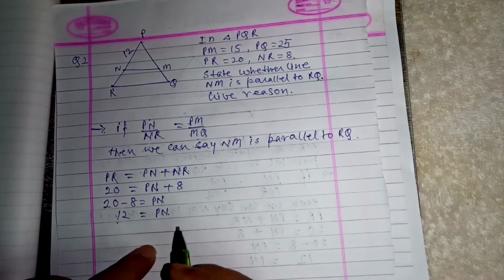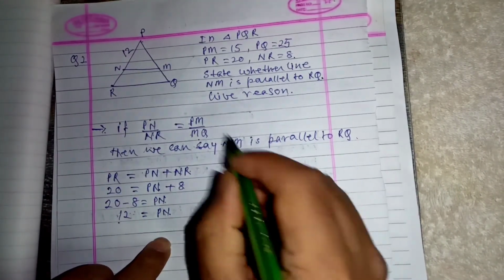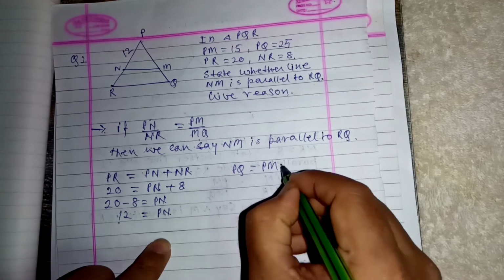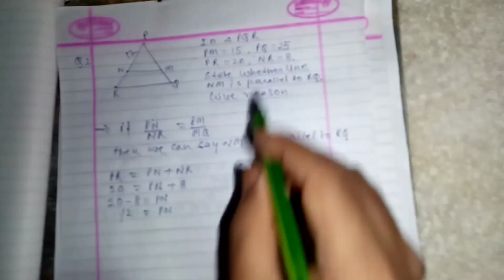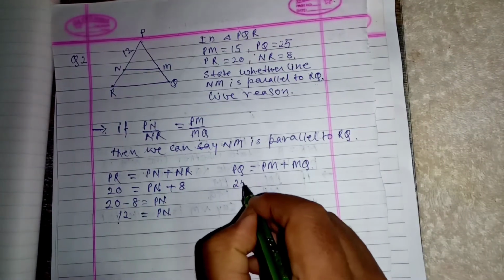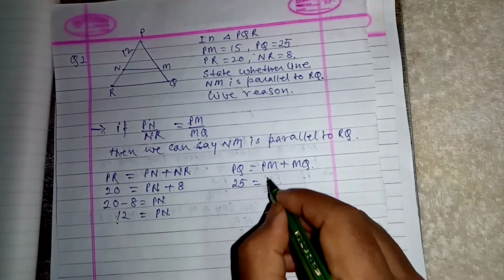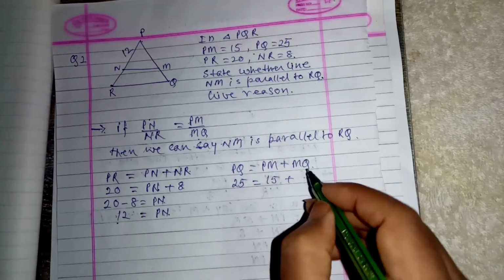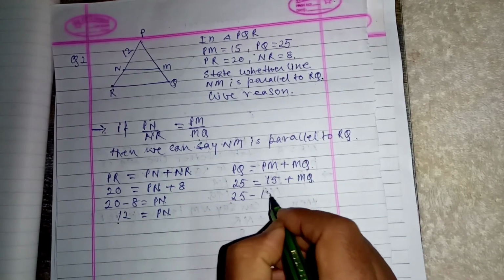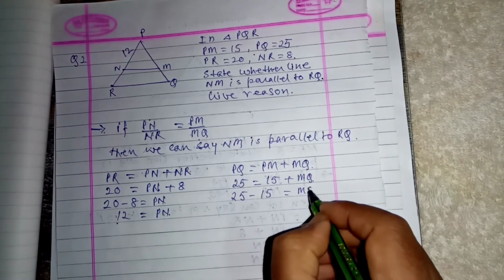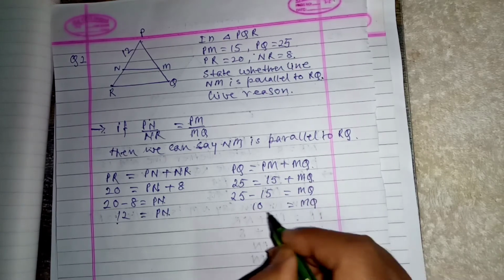Okay. Now again we can see the length of PQ. PQ is equal to PM plus MQ. PQ is given as 25, which is equal to PM, given as 15, plus MQ. MQ we have to find out. So 25 minus 15 is our MQ. 25 minus 15 is 10. So MQ is equal to 10.